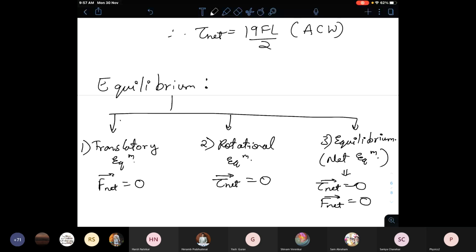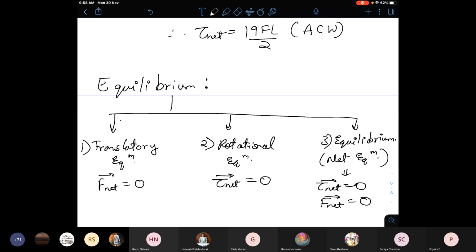So what I'm saying again, I will say it a bit slowly. The third one is called only equilibrium. Whenever we now say that a particle or an object is in equilibrium, that means we are talking about the third case. Third case means net equilibrium is there. Net equilibrium means torque as well as force are equal to zero, both at the same time. So just write this.